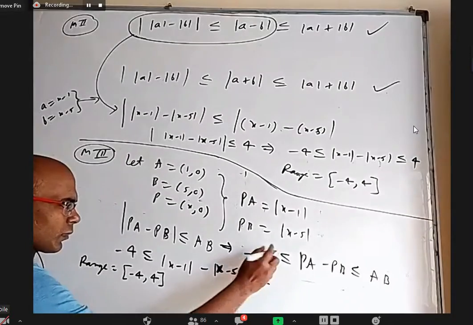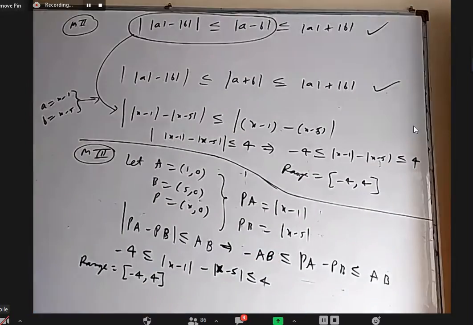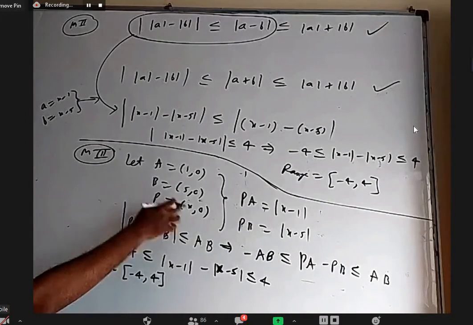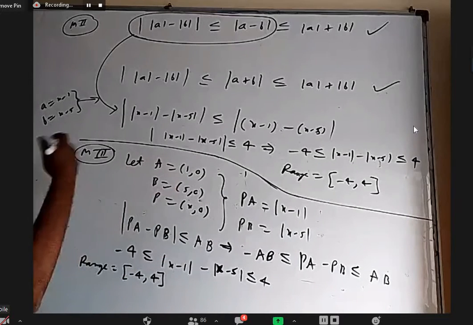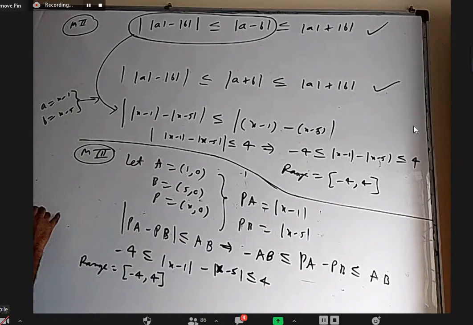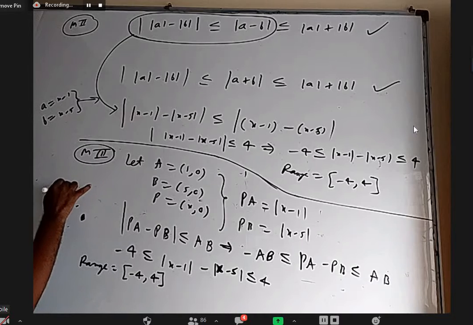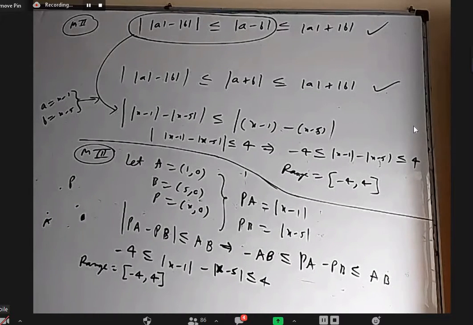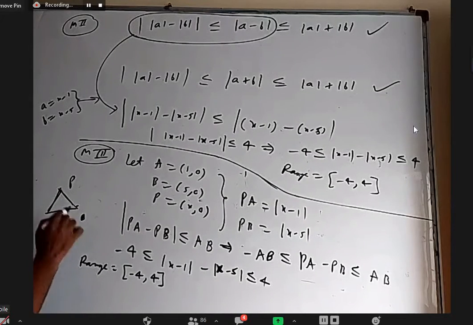Sir, how did you choose the sides of the triangle, sir? Here, forget about all these coordinates. In general, in the xy plane, you take A anywhere, B anywhere, P anywhere you want. PA, PB, and AB will definitely form a triangle. And the difference of two sides should be less than the third side. Yes, sir, that's what this is.